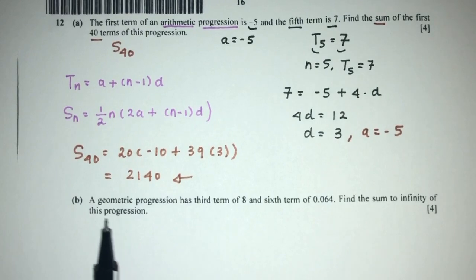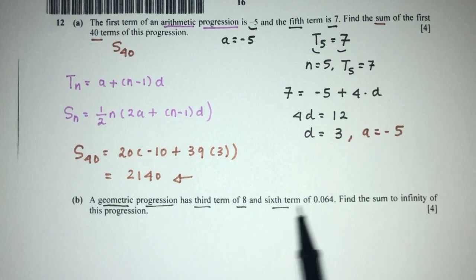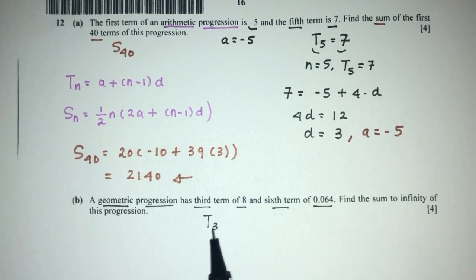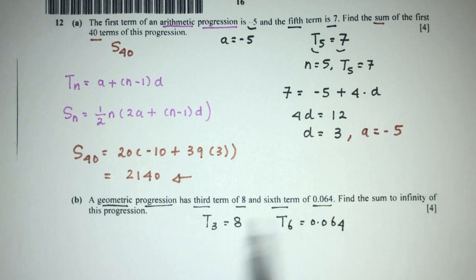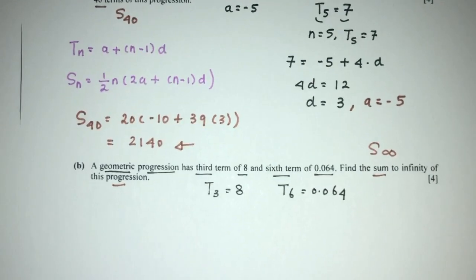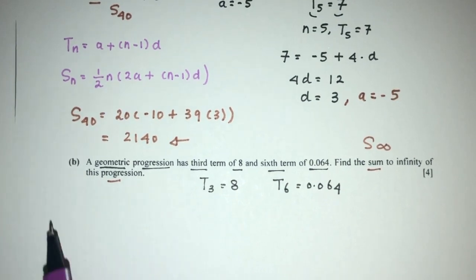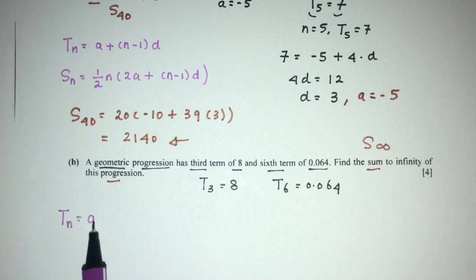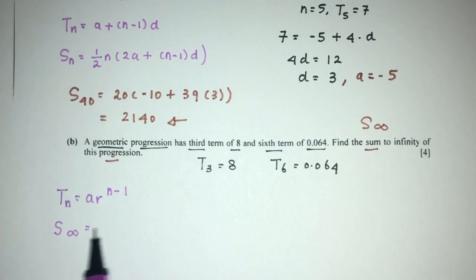So here it is given to you already. It is a geometric progression. It has a third term of 8 and a sixth term of this value. So third term, T3, is 8. And T6 is given by 0.064. Right. Now we have to find the sum to infinity. First things first, when you know what kind of progression is given to you, you first write down the formulas we know for that progression. So the nth term is given to you by a r to the n minus 1, and the sum to infinity that we need to find is a divided by 1 minus r.